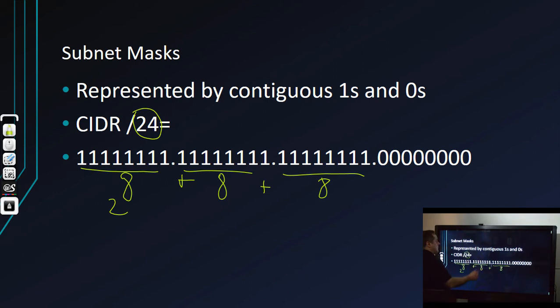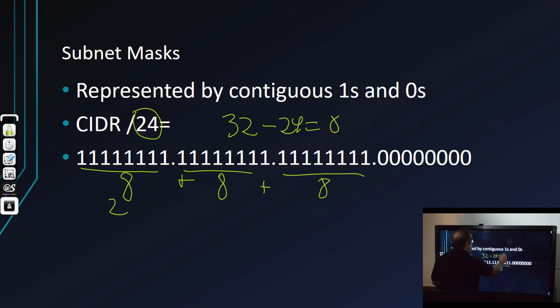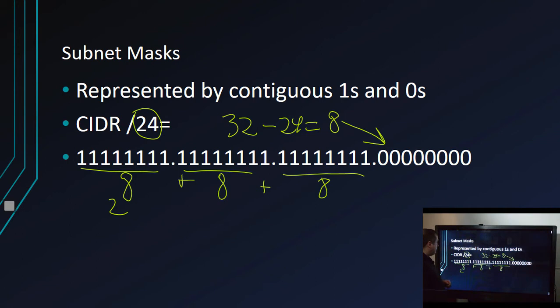Now we know that TCP/IP version 4 is 32 bits. So if we take 32 and subtract 24, we have 8 left over, and 8 bits is what's left over for the hosts. And 2 to the 8th power is 256. So we'll talk a little bit more about that coming up.